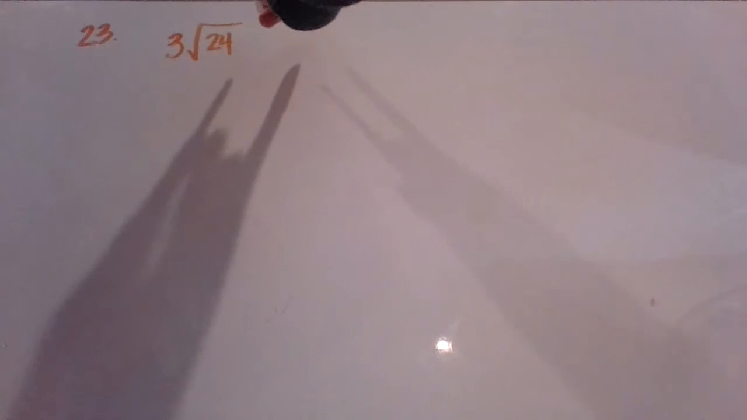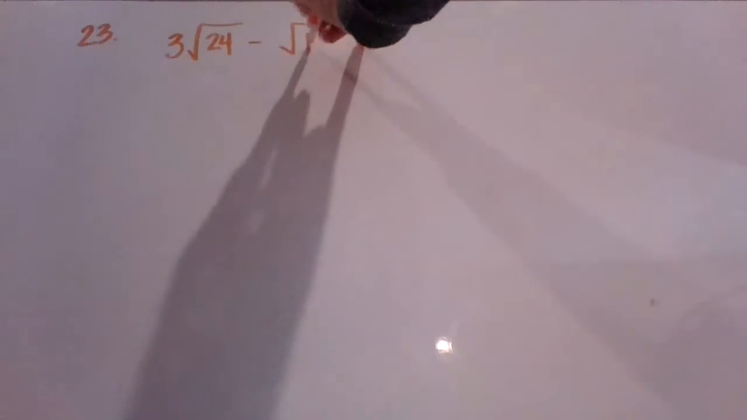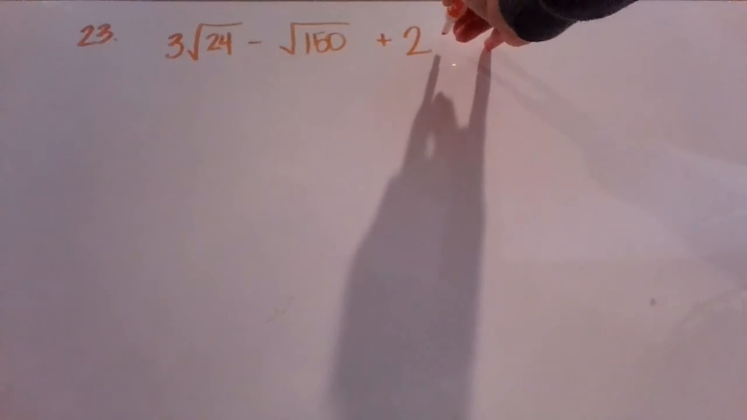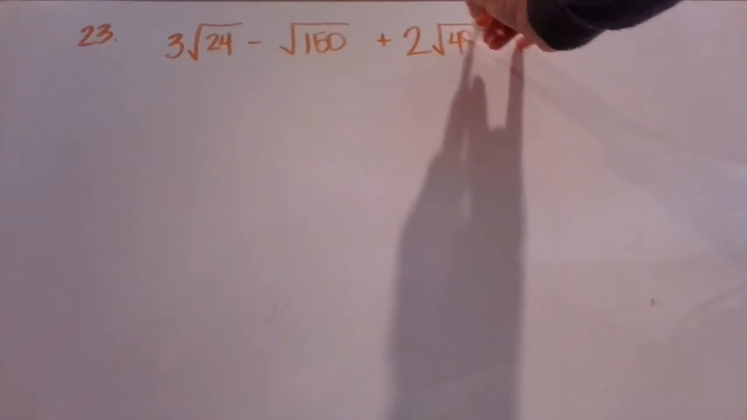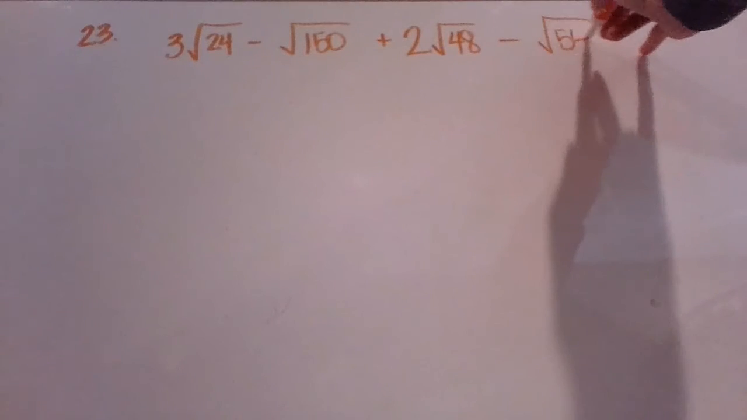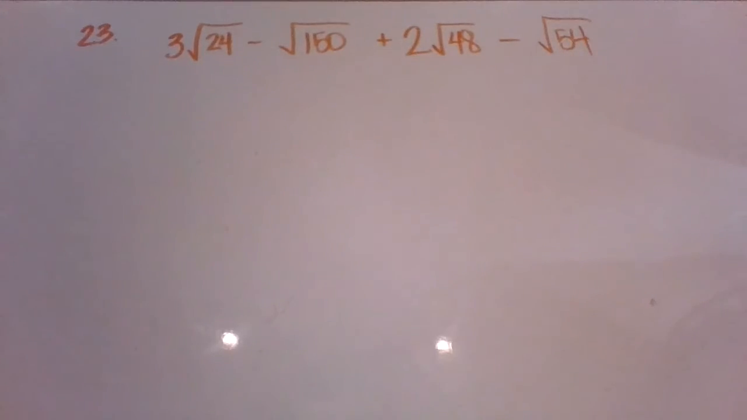So when we look at number 23, it's 3 square root 24 minus the square root of 150 plus 2 square root 48 minus the square root of 54. So let's get started on this. Let me make sure I wrote it right. 3 square root of 24 minus square root of 150 plus 2 square root of 48 minus square root of 54. There we go. Okay, so we can get started on this.